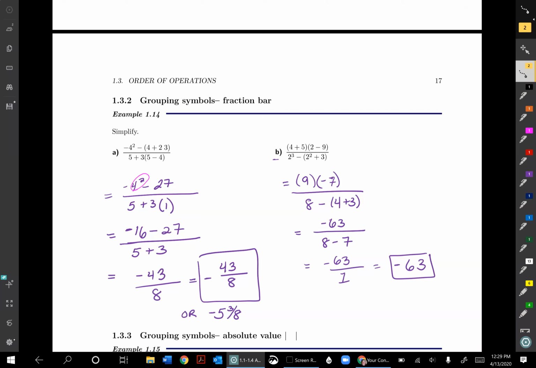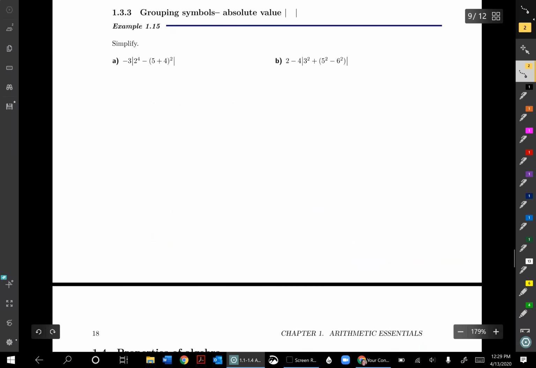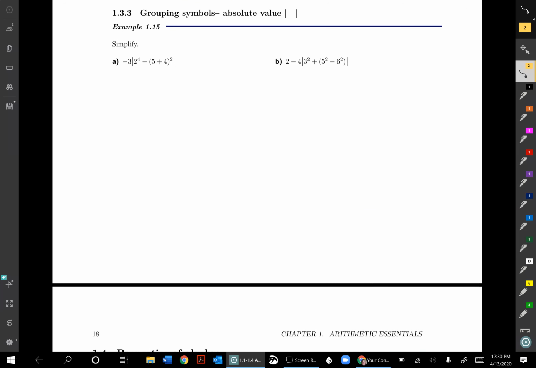When you're using the MyOpenMath electronic homework system, it will usually mark you wrong for having a 1 in the denominator. Okay, we just have a couple left for this section, 1.3, and then I'll make a new video for 1.4. Grouping symbols can also be absolute value symbols. They're just straight lines. That means we want to take the distance from 0. We don't say positive because it could come out to be 0, and 0 doesn't hold a sign. But basically, it's your non-negative numbers.